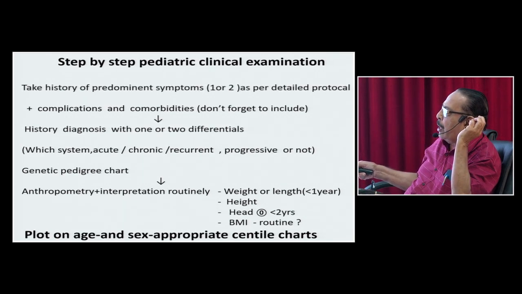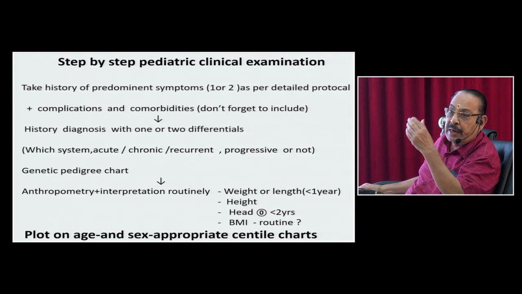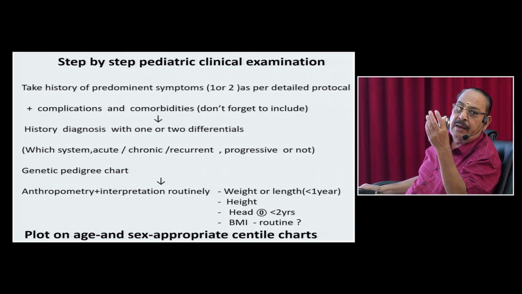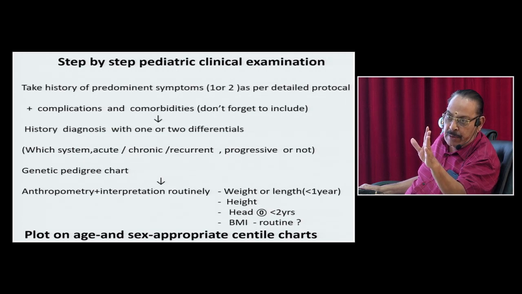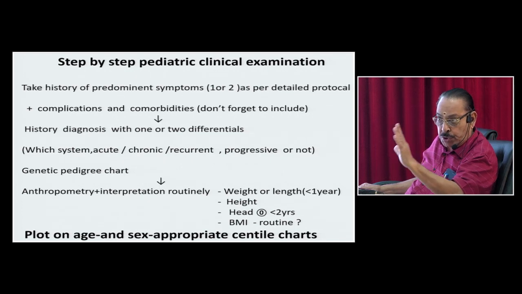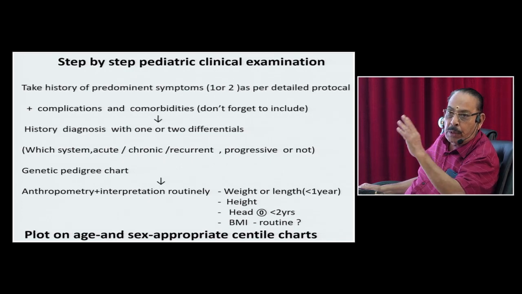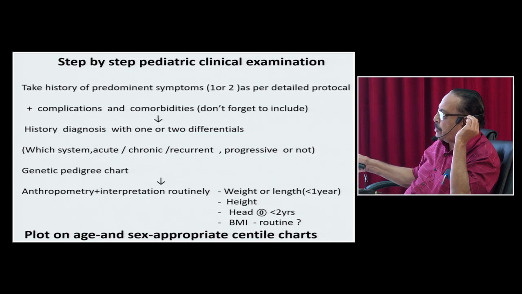Acute or chronic. Acute cases are not usually kept. Chronic or recurrent, of course. Progressive or like that. This gives you the course of the illness. For any child, there is always an onset. There is a prodrome and there is a course, and then there is an outcome. This is what you need to describe.